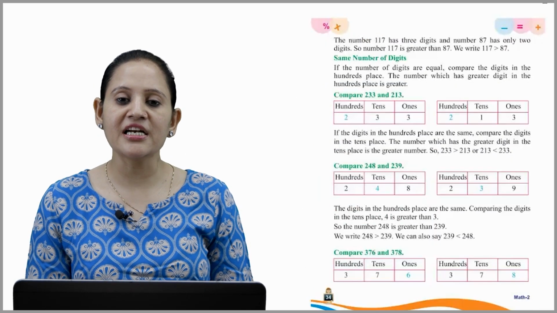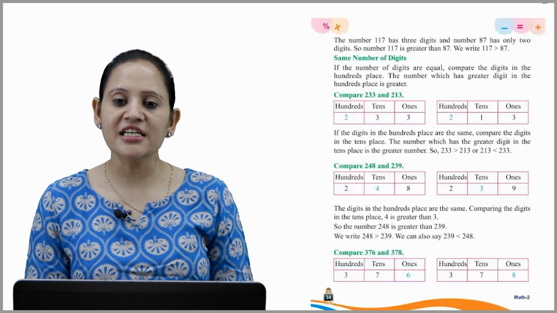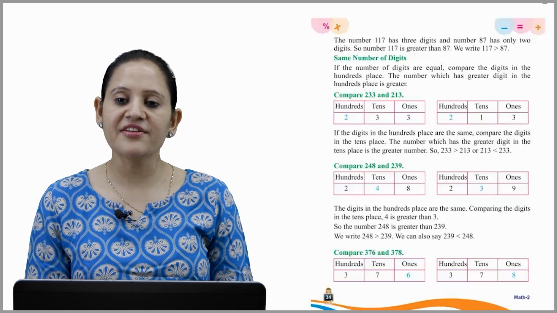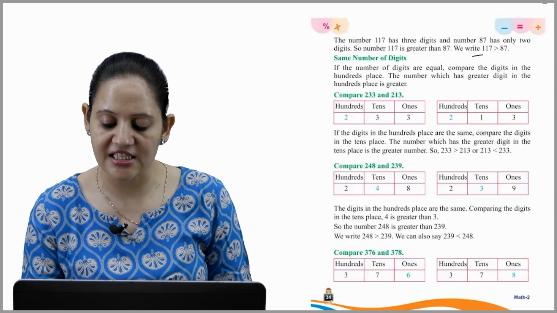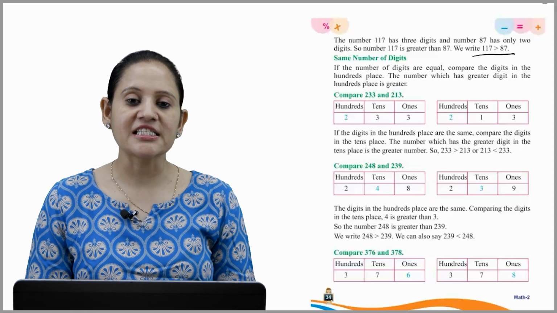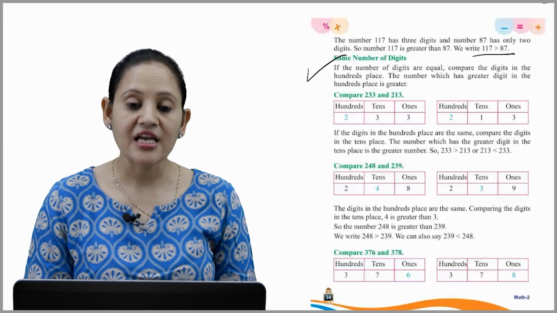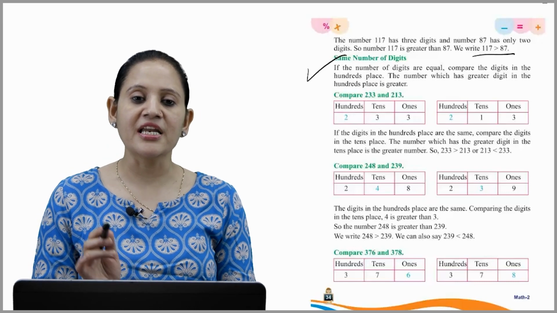So the number 117 has 3 digits and the number 87 has only 2 digits. So the number 117 is greater than 87. We write it as 117 is greater than 87. Next is same number of digits.